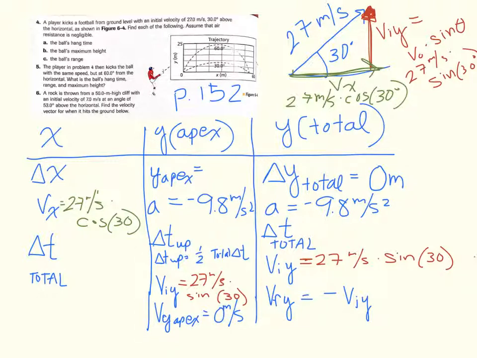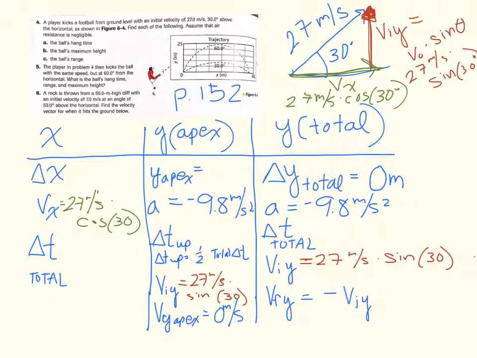Now when we say that we want to know the ball's hang time, are we talking about the total time all the way from ground to ground, or are we talking about half of the time up, or the time down even? The hang time is referring to this whole thing. So if you're going to calculate hang time, you need to be looking at this part or this part.